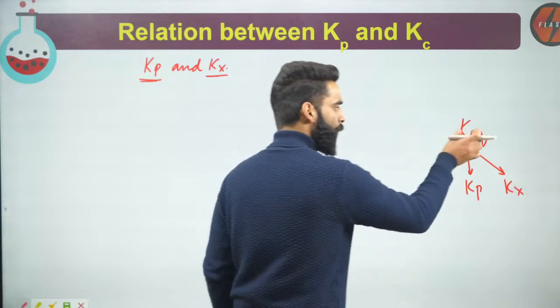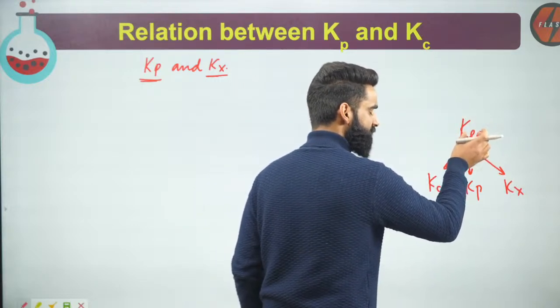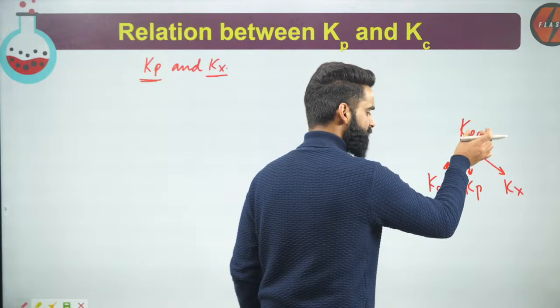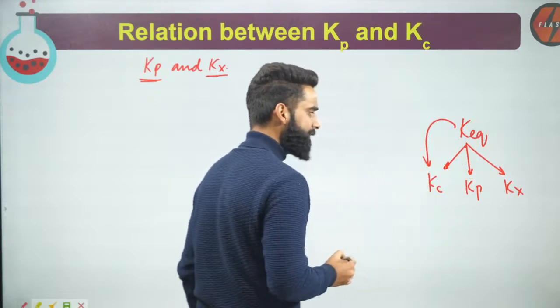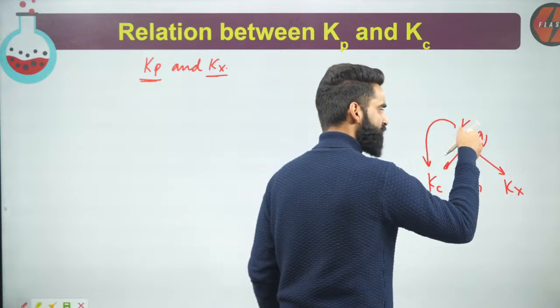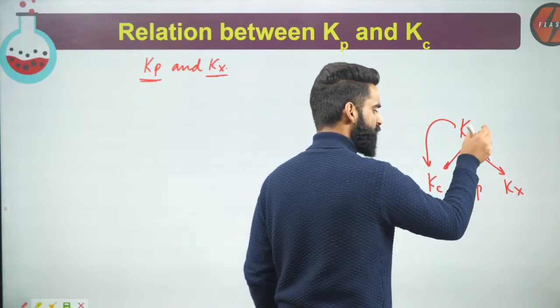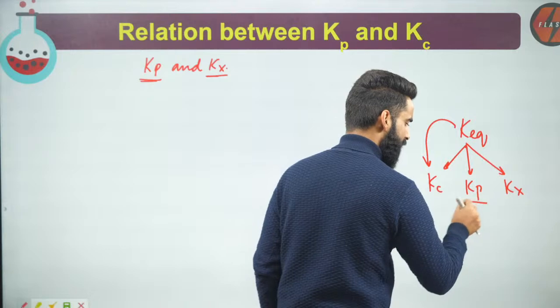Whenever in the expression of equilibrium constant, we replace the active mass by the concentration, at that time we call this Keq as Kc. Whenever in the expression of equilibrium constant, we replace the active masses by the partial pressures, we call it Kp.